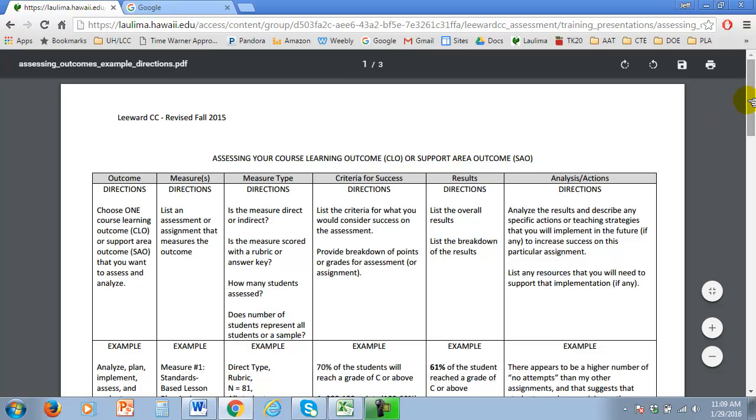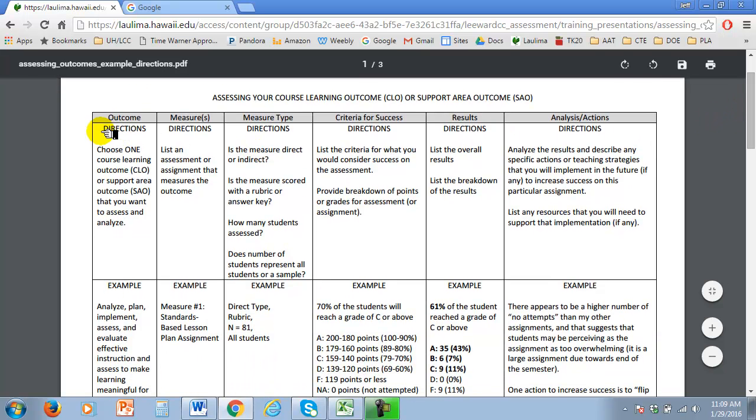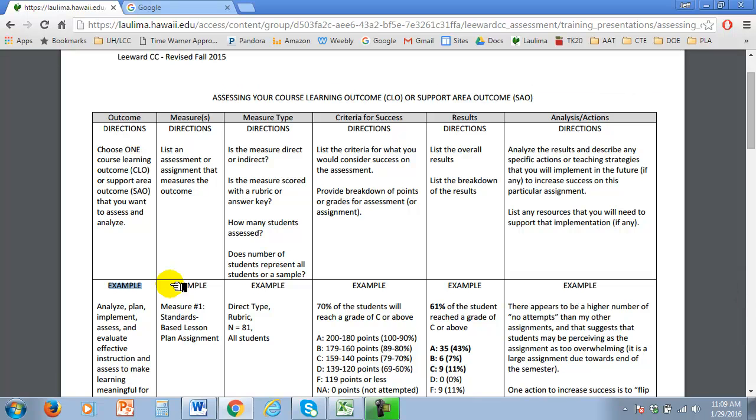This is a table that's broken up into two parts. The top part are the directions to help you assess your course or support area outcome. On the bottom is an example so you can see what the answers are supposed to look like. This table is very handy for several reasons. The first is that you can just copy and paste your answers directly into your future contract renewal, tenure, or promotion document to show how you've been assessing student learning or your support area. The second great thing is that the answers that you write under the examples can be typed directly into TK20 to show that you've been assessing the course.